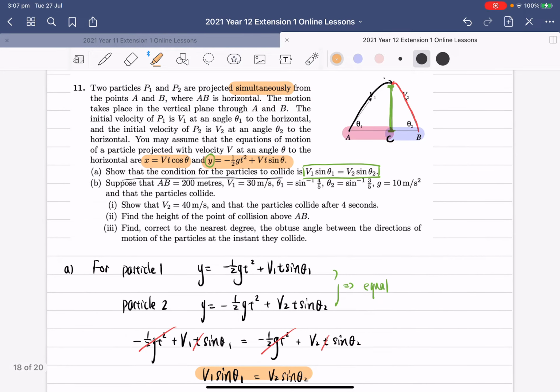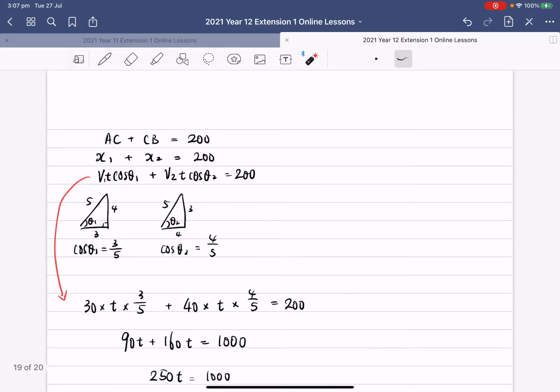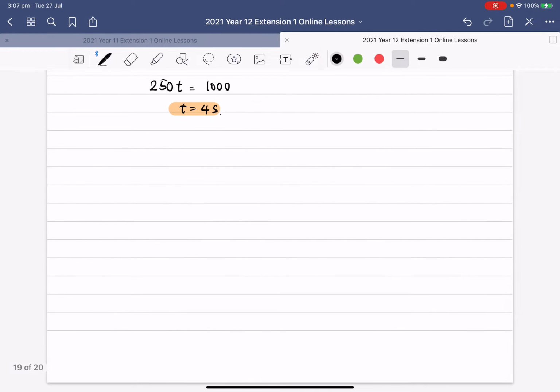Now we need to find the height of the point of collision above A and B. In order to find the height, we can just use the equation of motion, either one, for the y value. We can either use the first particle's y coordinate motion, or the second particle's. So for finding y, we know y is equal to negative half g t squared plus V1 t sine theta 1.